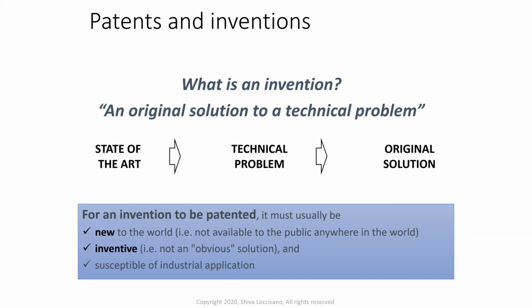And it also needs to be susceptible of industrial application. Okay, so if we have a state of the art, we find a technical problem and we come out with an original solution, we have an invention. And if this invention is new, is inventive, and is susceptible of industrial application, then we can file a patent application on it.